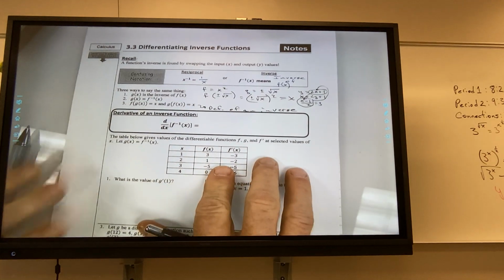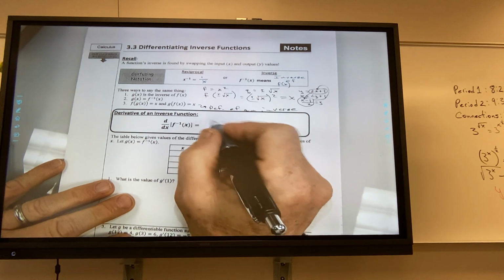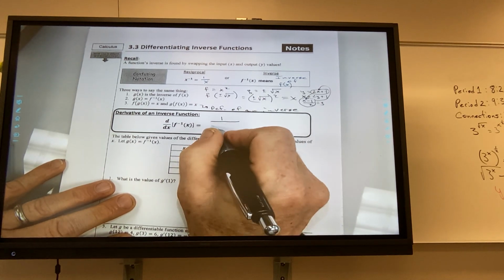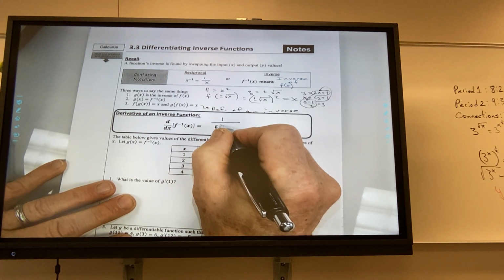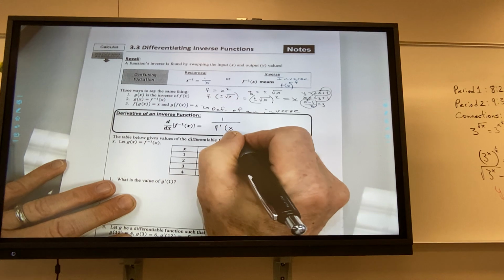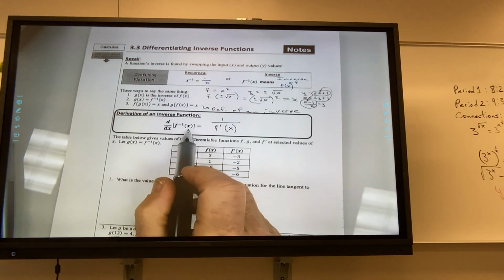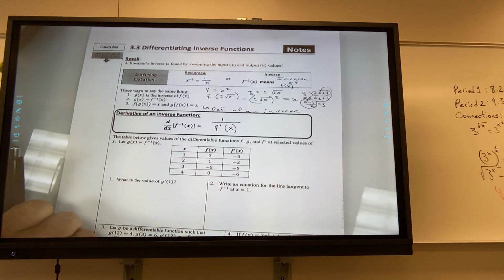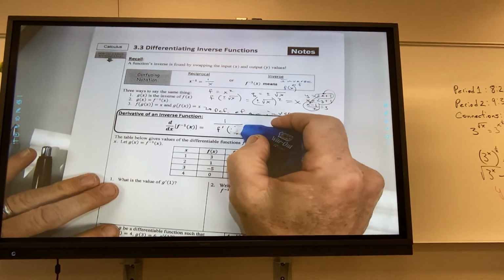All right, so the derivative of the inverse is going to be 1 over the derivative of f. Oops, I made one tiny mistake. There's one mistake and I'm going to have to fix it. This is not correct.